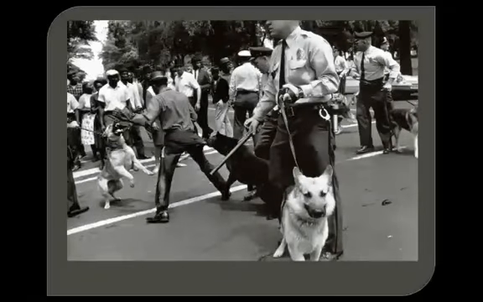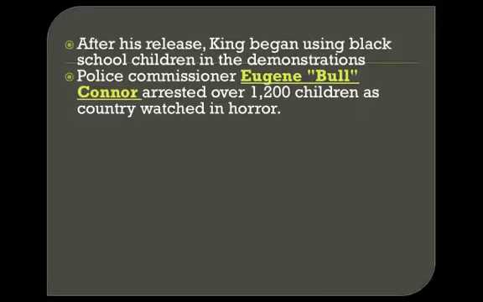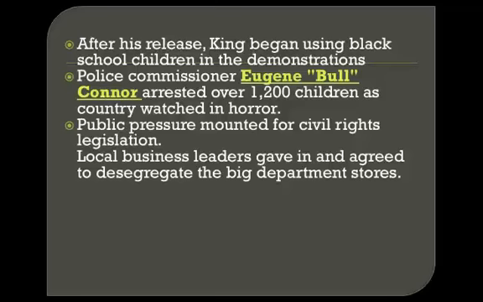So after his release, King began using black school children in these demonstrations, and Eugene Bull Connor arrested 1,200 children, as the rest of the country was really shocked. So this public pressure mounted for civil rights legislation now at the national level, seeing what this response was in the city of Birmingham. So local business leaders eventually gave in, and they agreed to desegregate the big department stores because of this public pressure nationally.